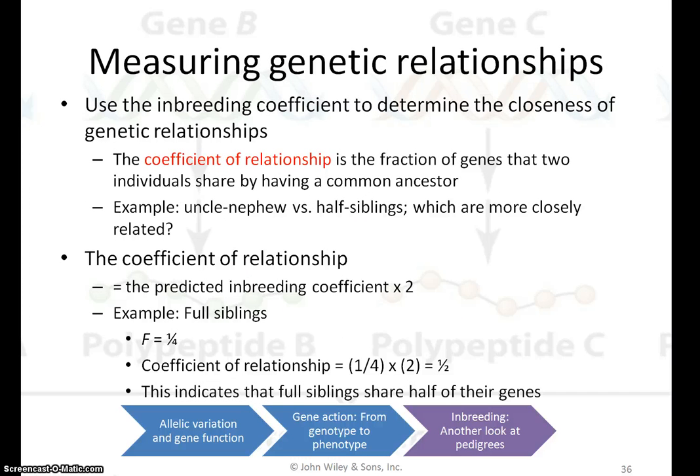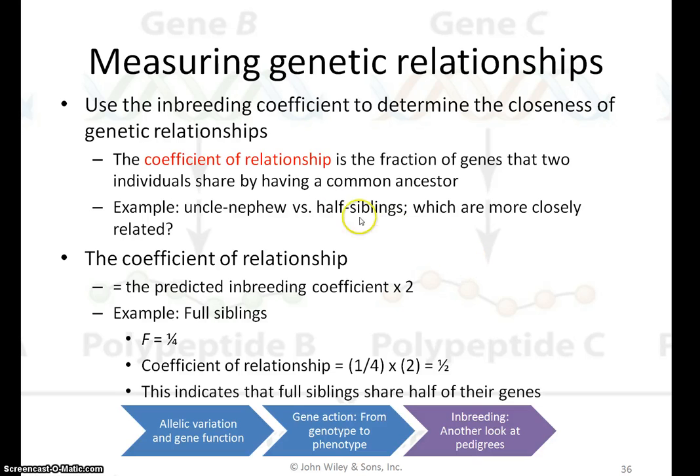Okay, so something related to inbreeding coefficients is, what about measuring the genetic relationships within families? How close are certain genetic relationships? So if we think about an uncle-nephew versus a half-sibling relationship, which of these relationships is more closely related? And we can calculate this, so we can look at it objectively, by calculating something called the coefficient of relationship. It's the fraction of genes that two individuals share simply by having a common ancestor. Now keep in mind, these are not inbred or consanguineous matings situations.